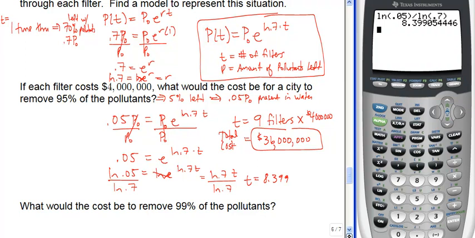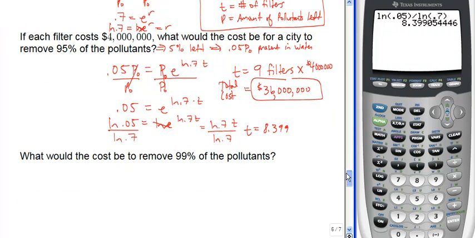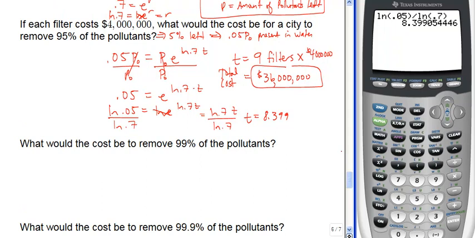Okay? So what would it cost then to have the water be 99% clean? Well, if you want your water to be 99% clean, then that would mean there's 1% of pollutants left, or 0.01 times p sub 0 left in the water. So this time we're going to let our p on the left side be 0.01 p sub 0. Set it equal to p sub 0 e to the ln of 0.7 times t. Divide by our coefficient p sub 0 so they cancel out.